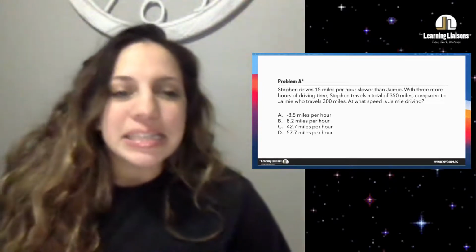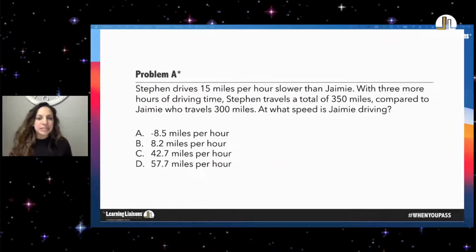All right, let's make this a little bigger. Steven drives 15 miles per hour slower than Jamie. With 3 more hours of driving time, Steven travels a total of 350 miles, compared to Jamie, who travels 300 miles.